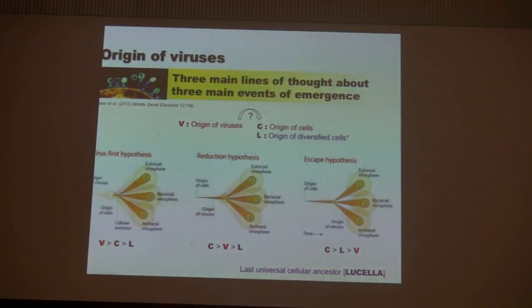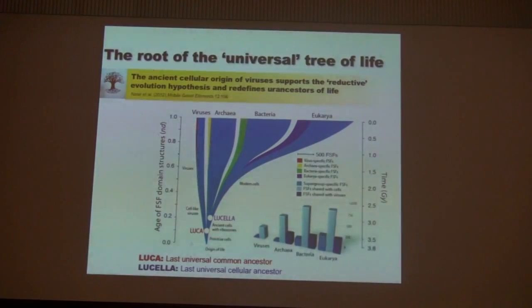So out of 3 main lines of thought, we have basically the virus-first hypothesis, the reduction hypothesis, and the escape hypothesis. I would suggest that this data is only compatible with the reduction hypothesis, and so we are basically falsifying the other 2 versions with this data. And this brings a problem. Now we have to define an equivalent last universal common ancestor that has to be the ancestor of viruses and cells. And then we need to have a last universal cellular ancestor that unifies all cells together. So now we have to think of how to work on those aspects of the evolutionary equation.